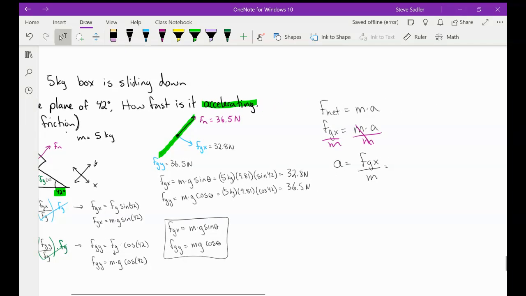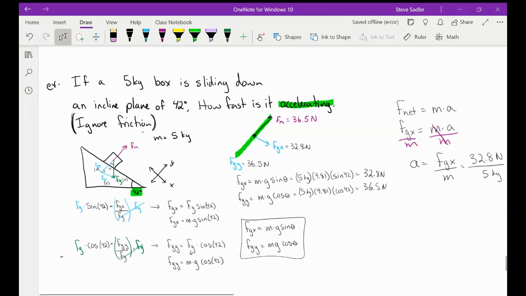And we know Fgx is 32.8 newtons. We know mass is 5 kilograms. And we get an acceleration of 6.56 meters per second squared. So the block is accelerating down the ramp at a rate of 6.56 meters per second squared. Awesome. So that was without friction.